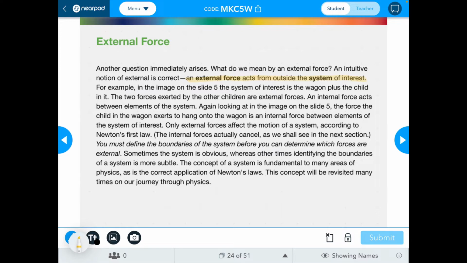Another thing I do want to have you jot down here is that you must define the boundaries of the system before you can determine which forces are external. So that means we have to pick the system of interest in order to figure out what forces are actually acting upon that system. Sometimes there's more than one option, and drawing all that stuff out might help to see what you really need to put your focus on in order to find what the question in play is asking you to find.